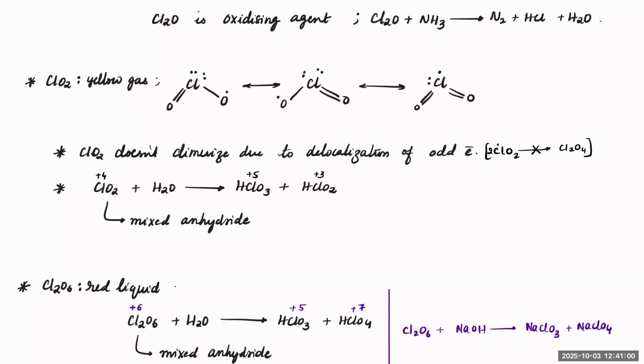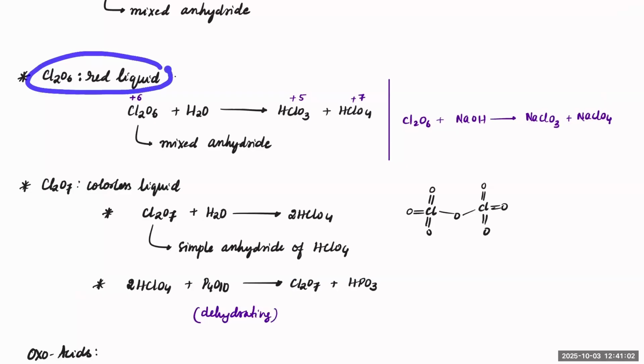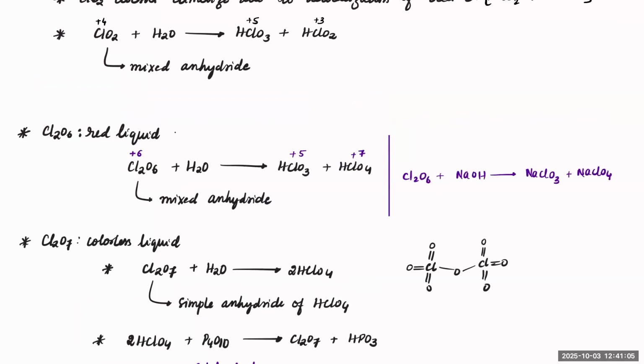Similarly, Cl2O6 is a red colored liquid. Cl2O6 comes from ClO3 getting dimerized. In ClO3, the electron mostly stays on the chlorine, I mean, chlorine has a localized electron. That's why the dimerization becomes easier for them, so it will become Cl2O6. Cl2O6 is also a mixed anhydride, which on adding to water becomes HClO3 and HClO4.